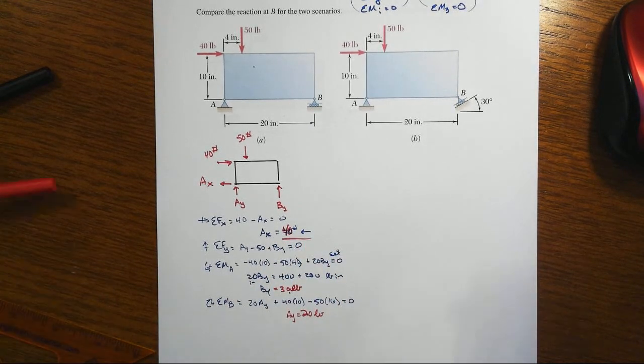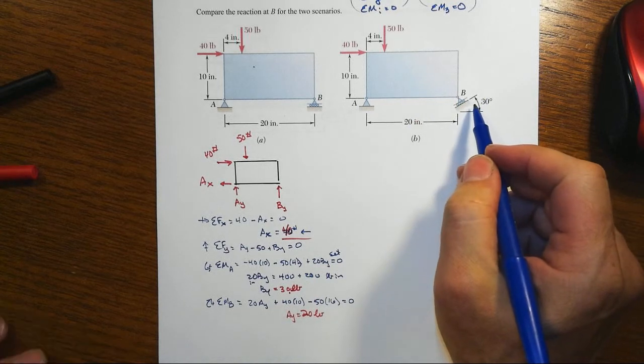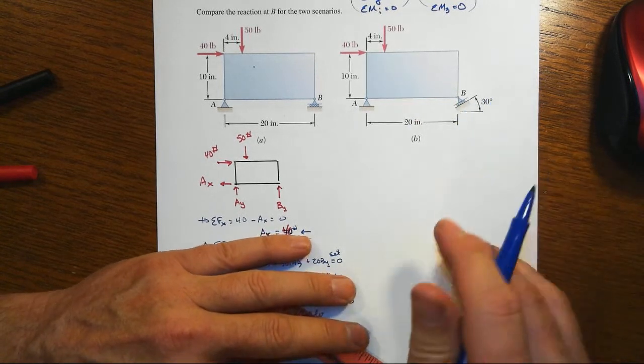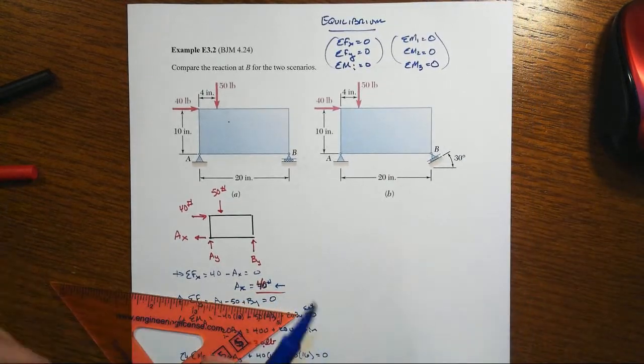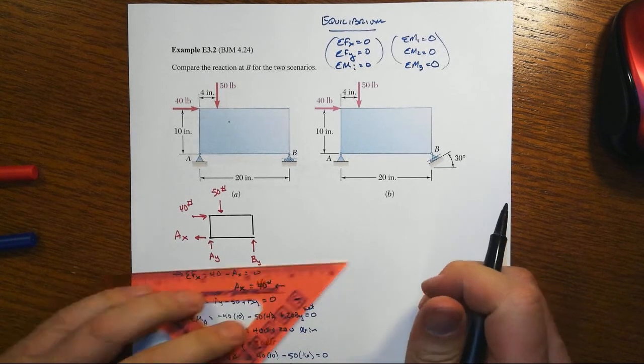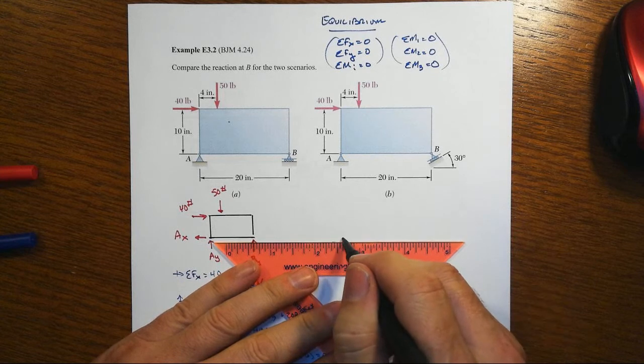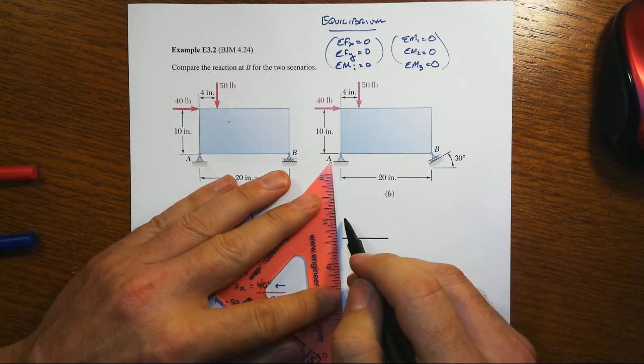Right? So now let's go see what happens when we take this roller and put it on a 30-degree incline. Now, I'm going to be very clever about this because, again, I don't like doing things where I work out all the math and then I find out that I screwed something up.